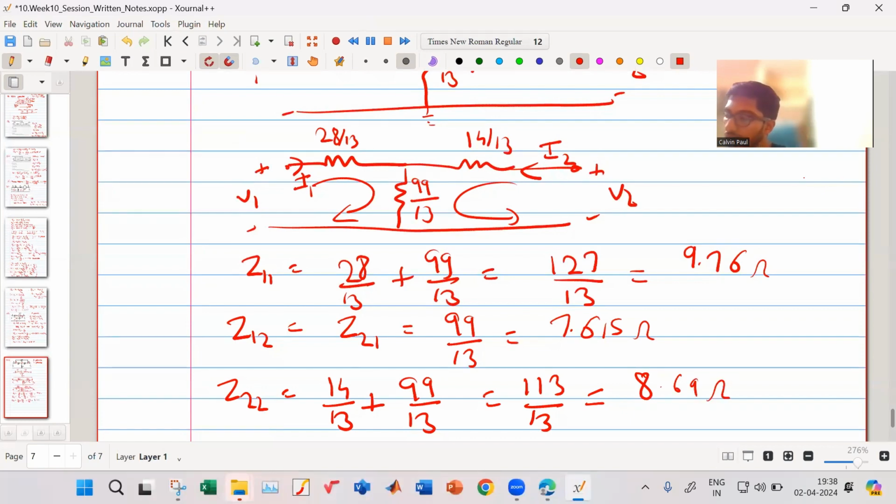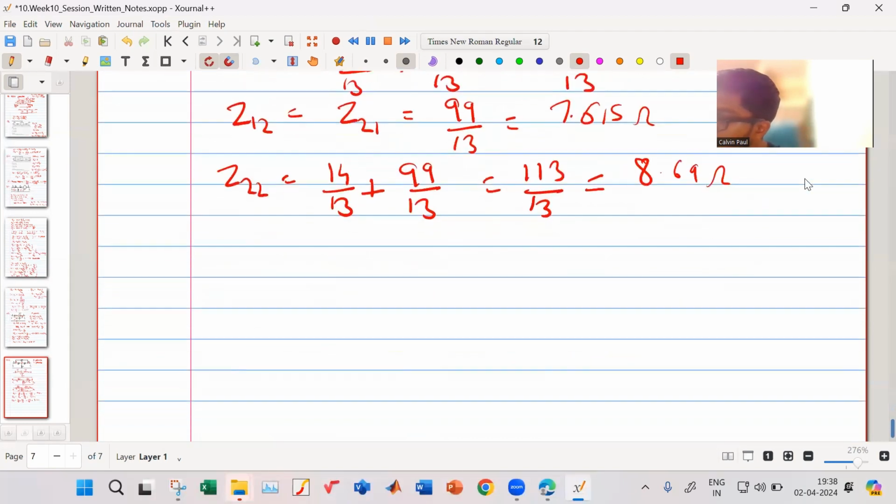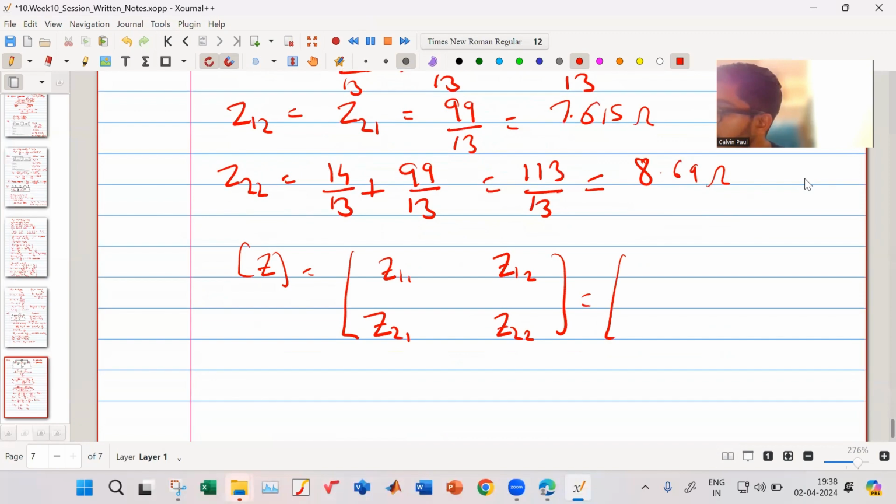Okay. So now we found the matrix Z. Matrix Z is actually equal to Z11, Z12, Z21, Z22. My Z11 is actually equal to 127 by 13, 99 by 13, 99 by 13, and 113 by 13. Okay, I prefer to write in fractional form because then you do not use these extra lower values. Because we have to find the inverse of everything.